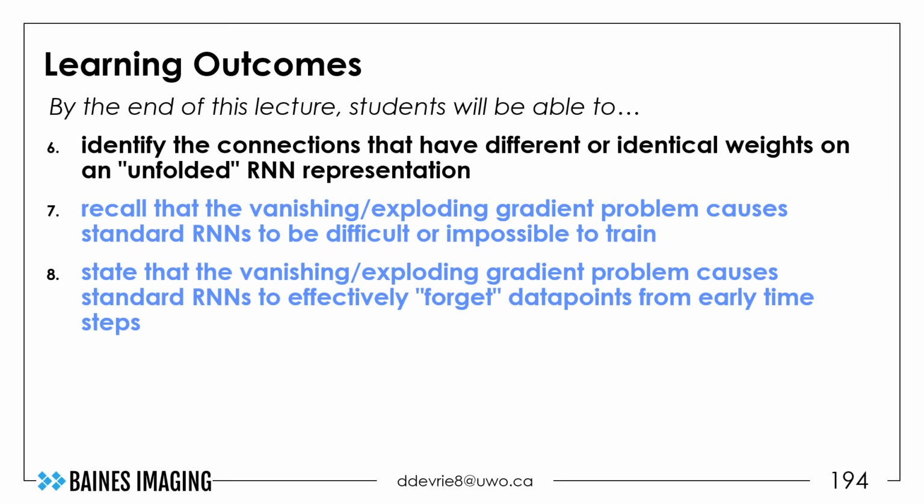And also that this vanishing or exploding gradient problem causes the standard RNNs to basically forget the data points from the early time steps. So basically forgetting the beginning of the sentence, as we saw. So those should really be the two main takeaways that you make sure that you can effectively do in order to make sure that you know what you need to know from this last part of the lecture.